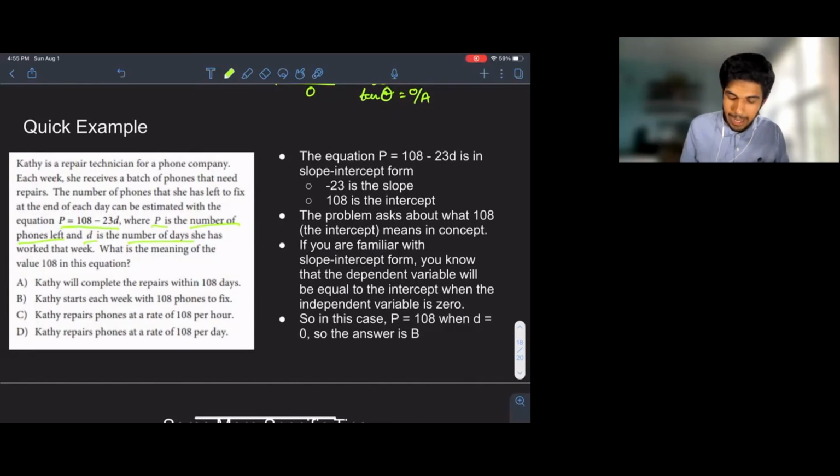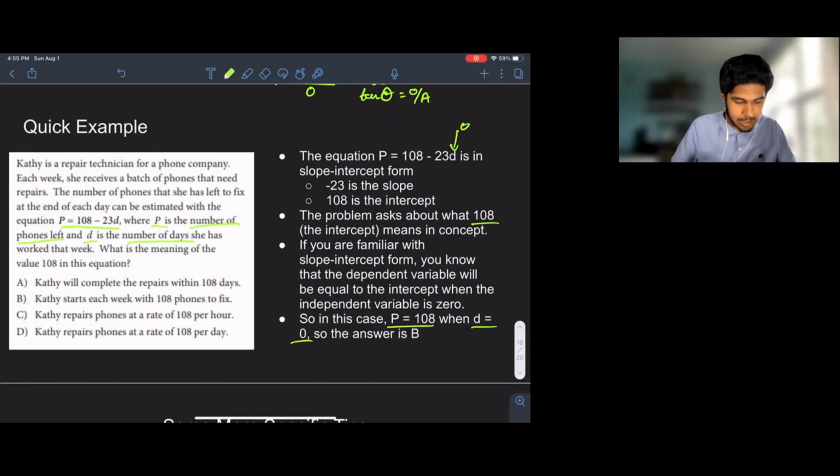And this question asks about what 108 means in concept, and 108 is the intercept. So if you're familiar with this form, you know that the dependent variable will be equal to the intercept when the independent variable is 0. So in this case, P equals 108 when D equals 0. And you can plug D equals 0 into here, and you see that P equals 108. So what does that mean in context of the question?